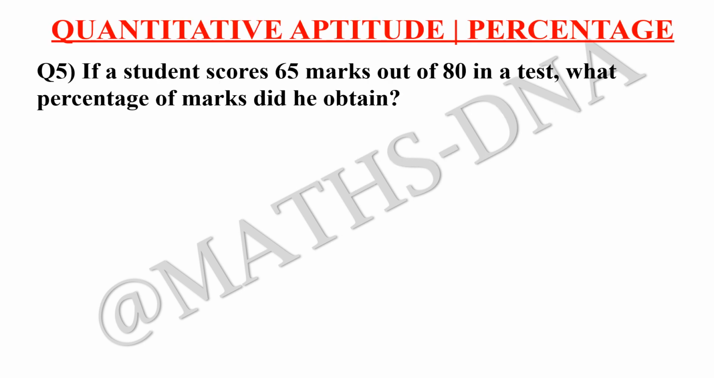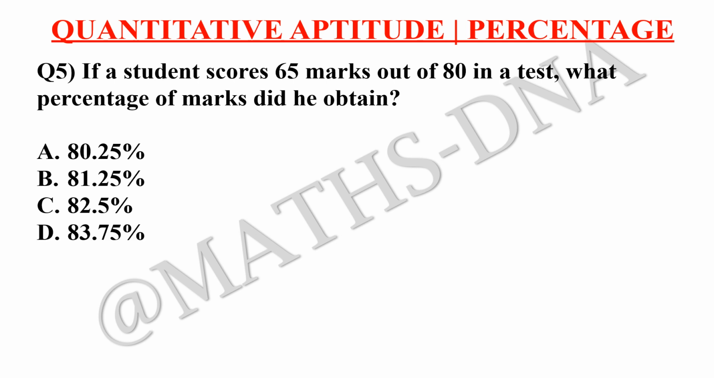Moving on to the fifth question. If a student scores 65 marks out of 80 in a test, what percentage of marks did he obtain? A simple one. You can easily solve this without even using a pen and paper. The options are A 80.25, B 81.25, C 82.5, and D 83.5.